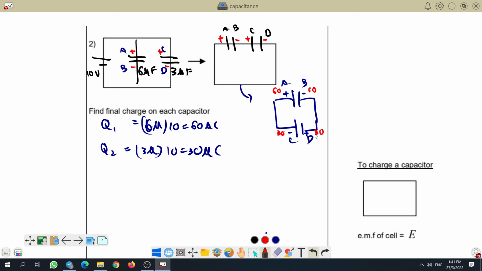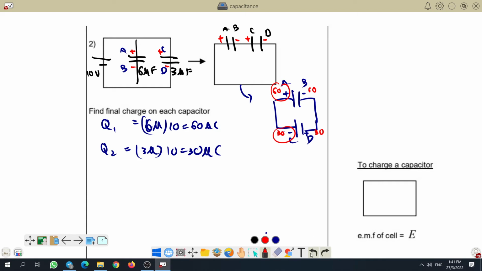So is the charge still 90? Adakah dia masih 90 jumlahnya? Because this is positive 60. Kamu join dengan negative 30. Kalau kamu join dengan dia positif negatif, okay. It's the same as just now.